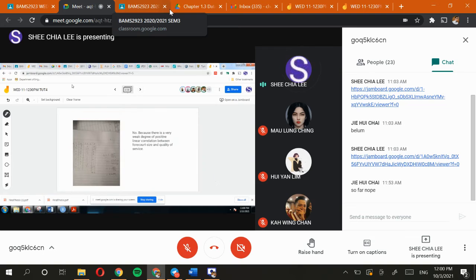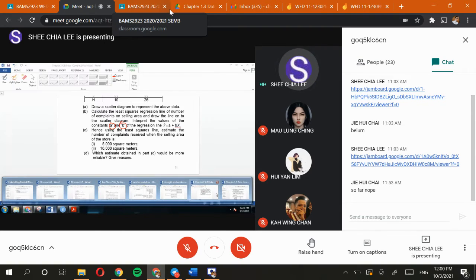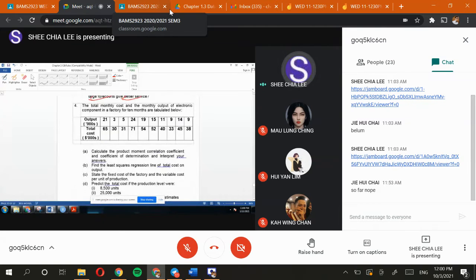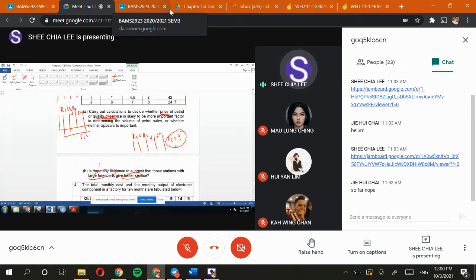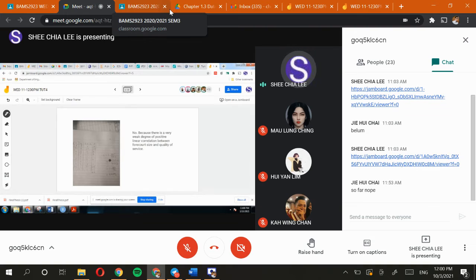Okay, then for the second one is between the forecourt size and the service. They ask you whether big forecourts give you good service or not. So here, whether large forecourts give better service. So you compare between the forecourts and the service. So you notice that it is 0.20. Yeah, it's actually very weak, correct or not? 0.20. So no, because there is a weak degree of positive linear correlation between forecourt size and quality of service. Yeah, you can say weak.